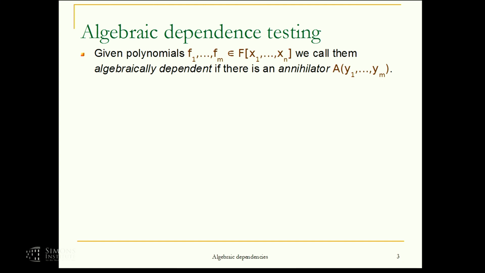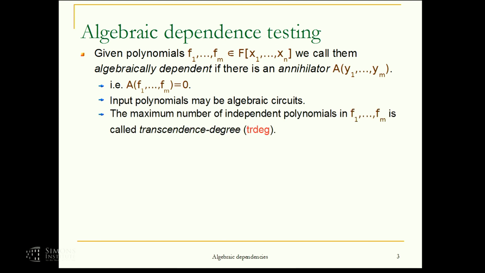So the question of algebraic dependence testing is: you are given polynomials f1 to fm. They are n-variate over some field, and we'll call them algebraically dependent if there is a non-zero annihilator A, which means that you substitute f1 to fm in A and you get 0. It will not be very important, but you can assume the input polynomials to be given by algebraic circuits. So in particular, they may have exponential degrees.